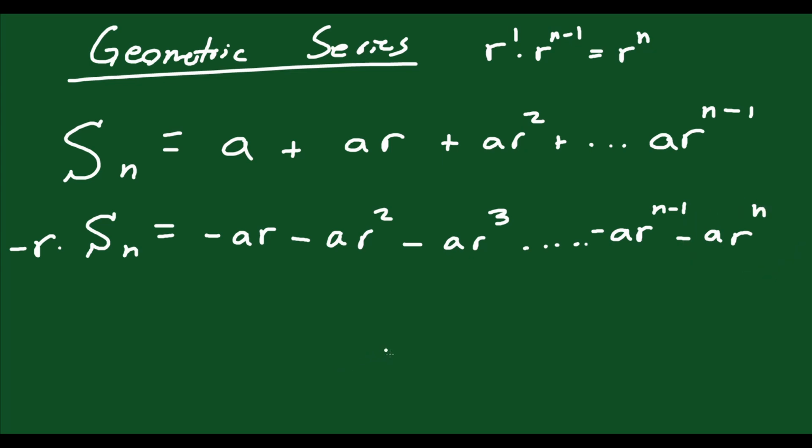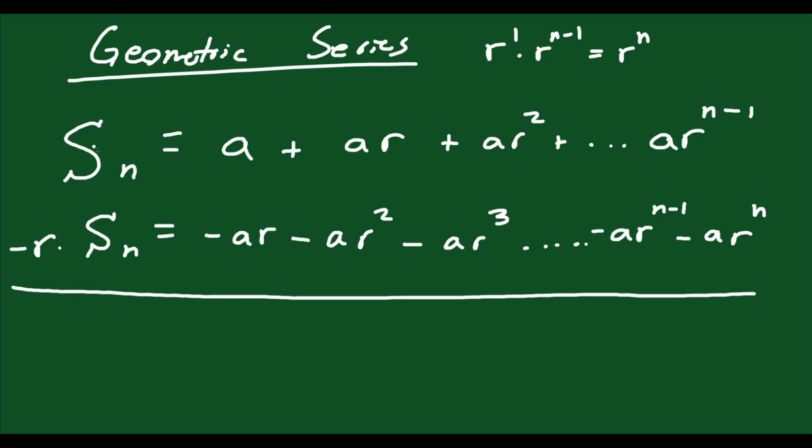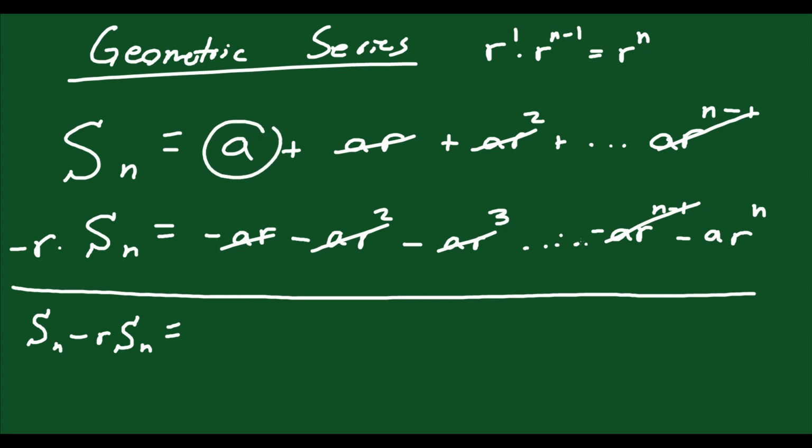Now, what do we do with these? Well, let's add them together. So Sn minus rSn is just going to be Sn minus rSn. You can just write it like that. And then on the right here, you're going to see a lot of things happen, right? A lot of things are going to cancel out. Ar and minus ar, and ar squared and minus ar squared. That's going to continue for all these terms. All you're left with are the first term and the last term of this one. So you're going to have a minus ar to the n.